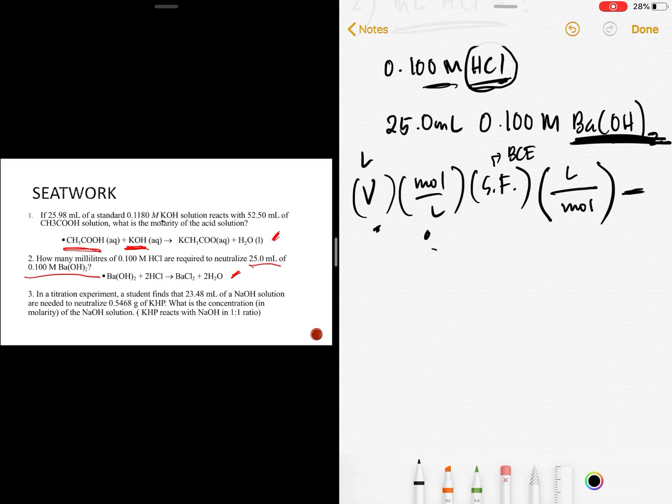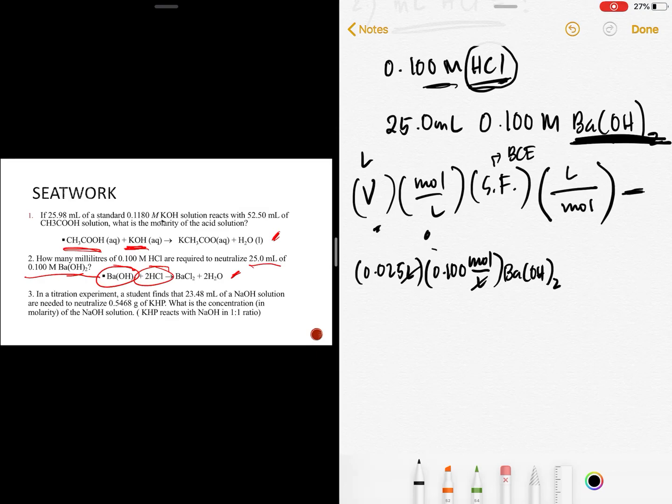Now, convert 25 to liter muna. 25 ml to liter. You divide that by 1,000. So, 0.025 liter. Times the molarity, 0.100 mole per liter. Kanino po ito? Kaninong compound? Kay barium hydroxide. Ayan. Magka-cancel po yung liter natin. Now, yung stoichiometric factor, sino ang tinitingnan natin sa balanced chemical equation? Ang tinitingnan natin sa balanced chemical equation is yung compounds na involved sa problem. At sino ba yung mga binanggit na compound sa problem? Si barium hydroxide at si hydrochloric acid.